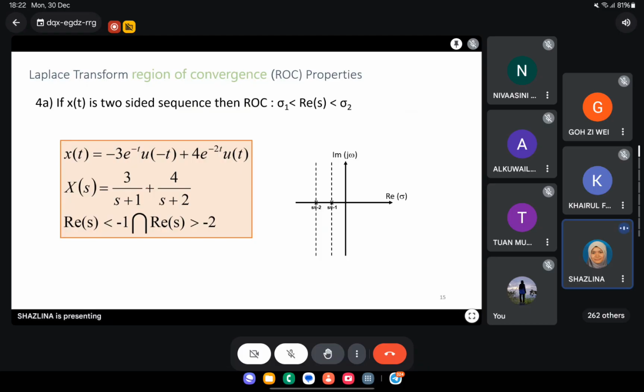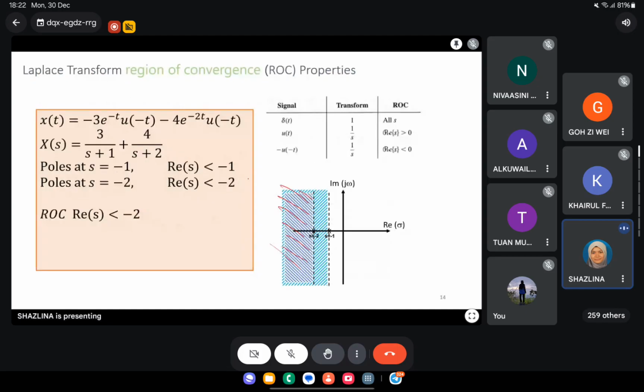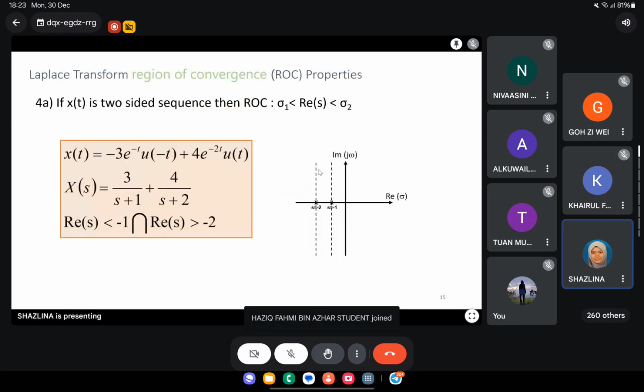If you have both left-sided, this is -t, and right-sided, you know that for right-sided it has to be bigger, for left-sided it has to be smaller. For this one, the transform is 3 over s plus 1. Why only 3? Where's the negative here? Because remember this, if it's left-sided, you have a negative at the front. So 3 over s plus 1 plus 4 over s plus 2.